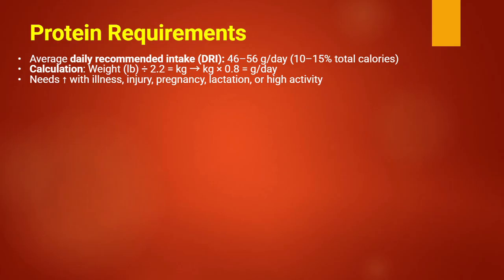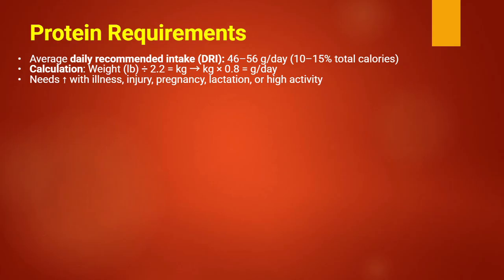The general calculation for protein requirements is based on body weight. For the average healthy adult, the recommended intake is 0.8 grams of protein per kilogram of body weight per day. To calculate this, divide the patient's weight in pounds by 2.2 to convert it to kilograms, and then multiply by 0.8. For example, a person who weighs 150 pounds, 68 kilograms, would require about 54 grams of protein each day.